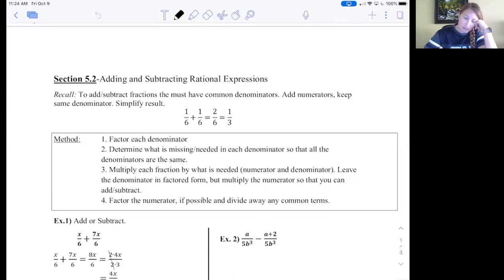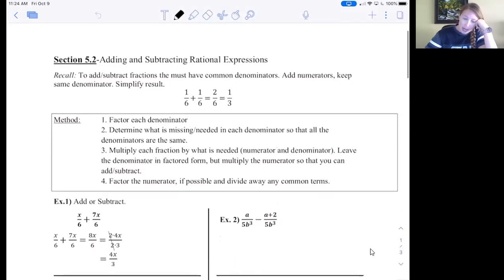Okay, so 5.2 is going over adding and subtracting rational expressions. 5.1 was where we were multiplying or dividing them and simplifying, whereas this time we're adding and subtracting. The important thing when you are adding and subtracting fractions is that you need the denominator, the bottom number, to be the same on both. Otherwise, you can't add or subtract it.